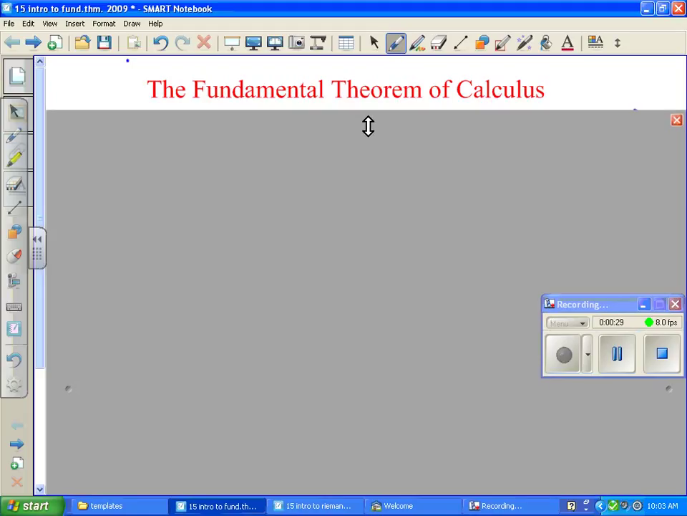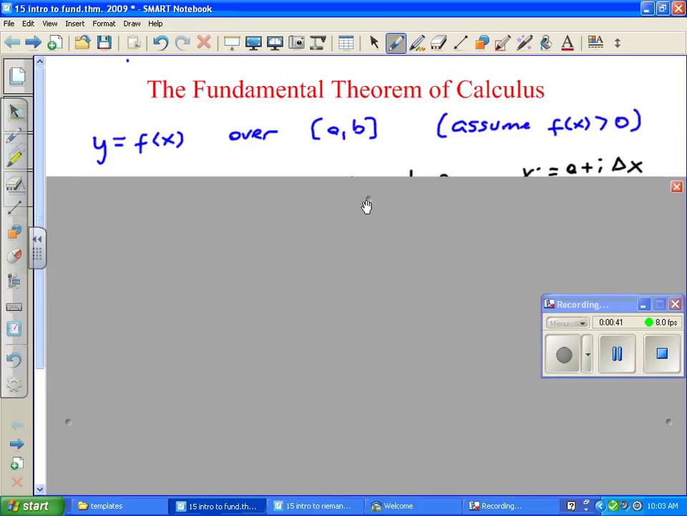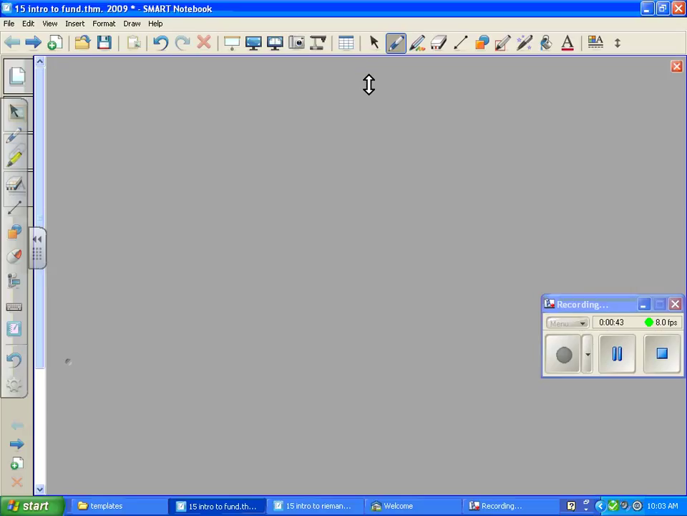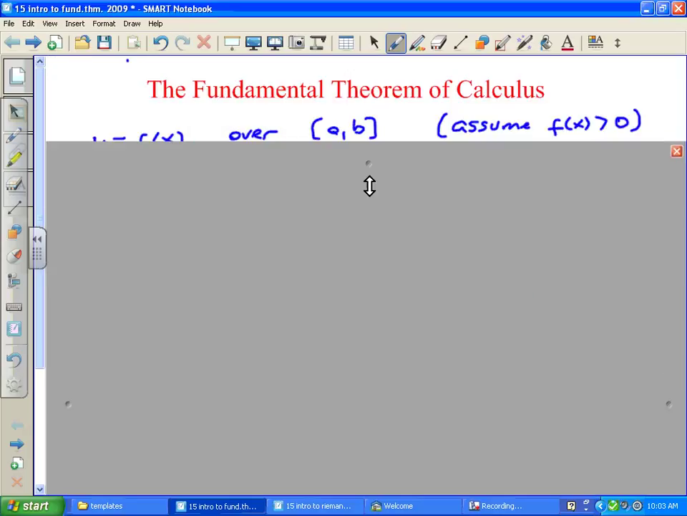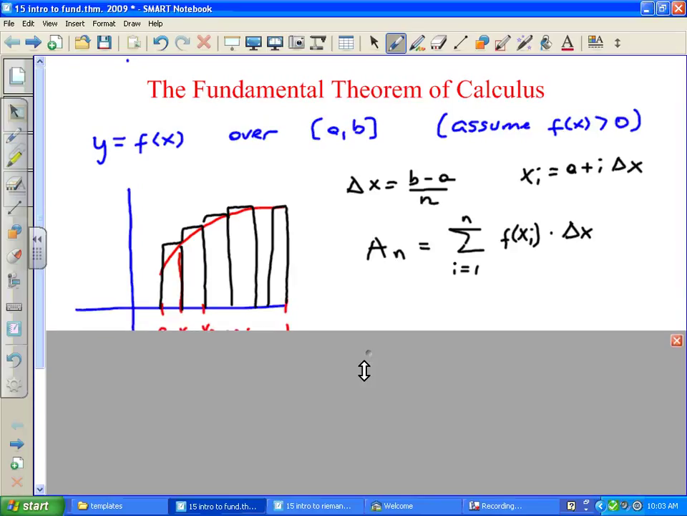I'm going to first start by reviewing what we know so far. So let's say that we have a function f of x over the interval from a to b. And let's assume our function is positive, meaning that it's above the x-axis. So we've already looked at how we find the exact area under that curve. We first try to fit in n rectangles under that curve, right?